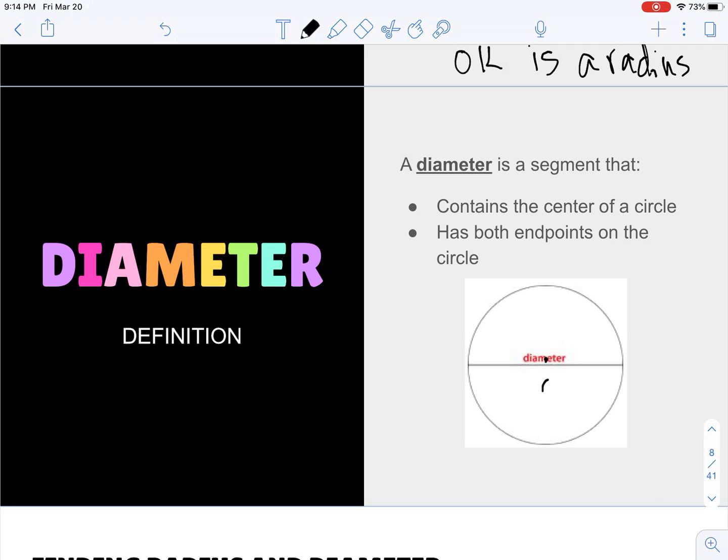Okay, let's call it again center O. And we'll call it K and L. So line segment KL is a diameter because it contains the center, O, and it also has both endpoints on the circle. It is always the case that two radii make up a diameter.